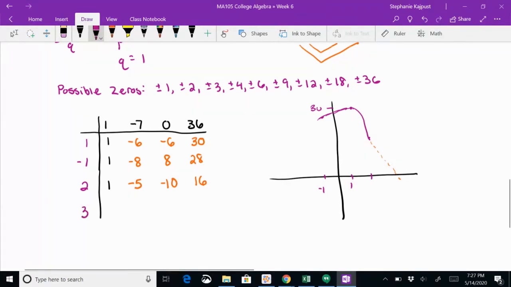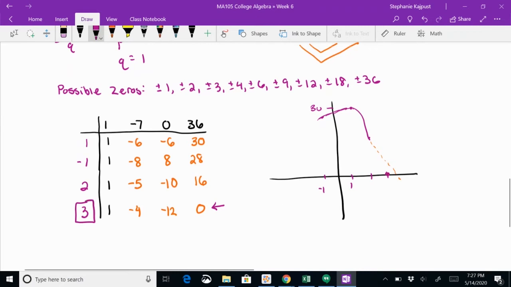So I'm going to try 3 next. So I'm going to do 3 times 1, which is 3, then minus 7. So that gives me negative 4. Then 3 times negative 4 plus 0, so that's negative 12. And then 3 times negative 12 plus 36. That gives me 0. So now I've found one of my zeros. So one of them is going to be 3.